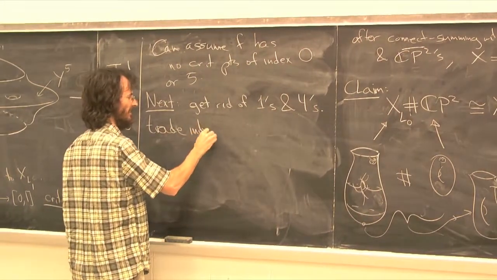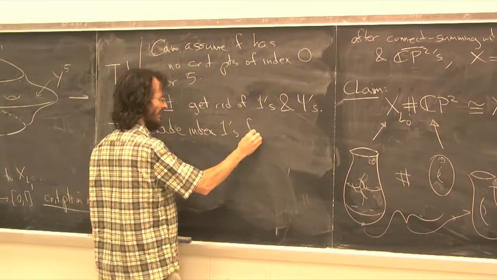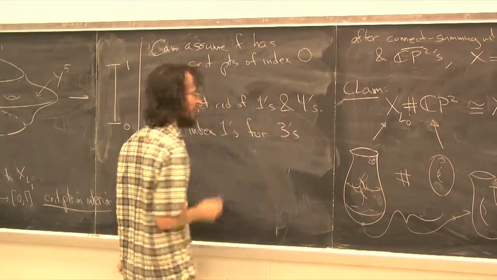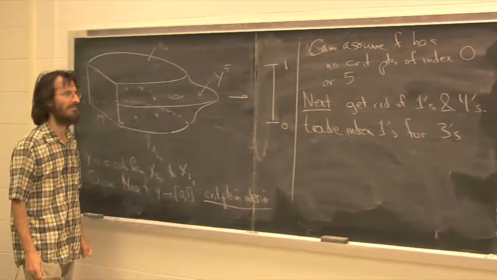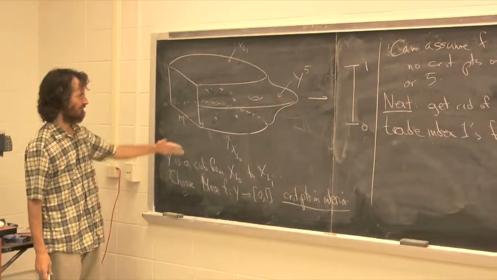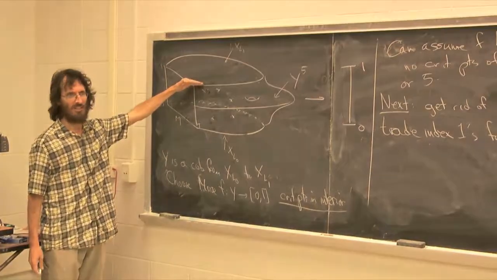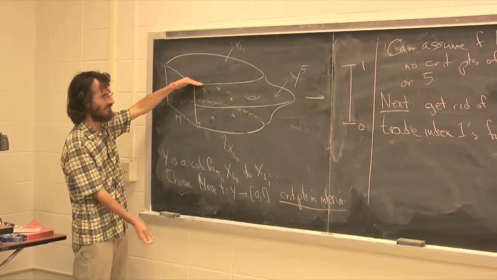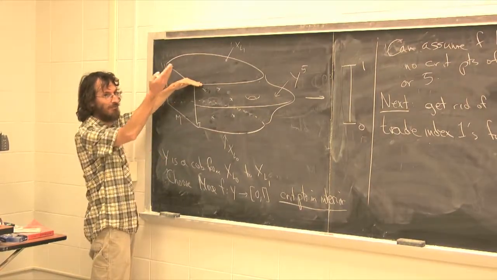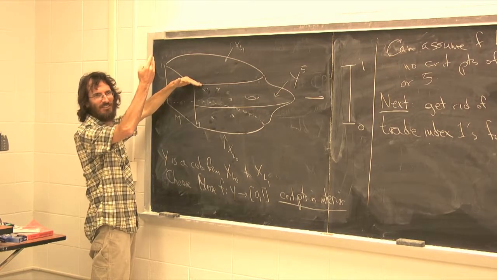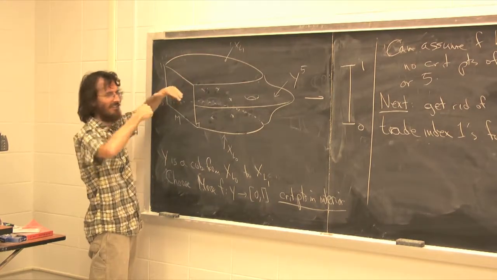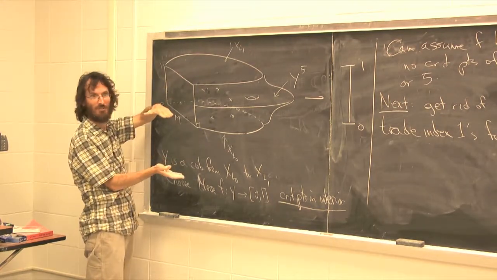So I'm going to trade index 1s for 3s at the expense of changing the 5-manifold, but not changing the 2 endpoints, of course. And I'll show you how to do that in a minute. Once we do that, then the same argument will trade 4s for 2s, because we flip everything upside down. And then we'll eventually get to just 2s and 3s.